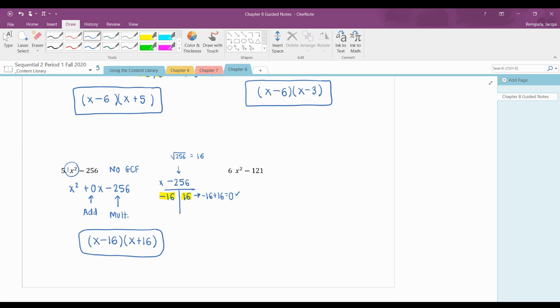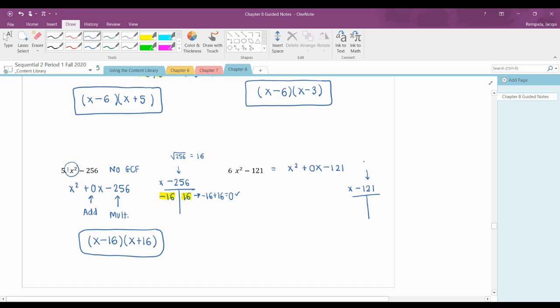Last example here, we've got x squared minus 121. So I don't see a GCF, I don't see a middle term of x, so we can think of this as x squared plus 0x minus 121. So I'm looking for numbers that multiply to negative 121. If I need them to add to 0, I want it to be the same number but opposite signs.